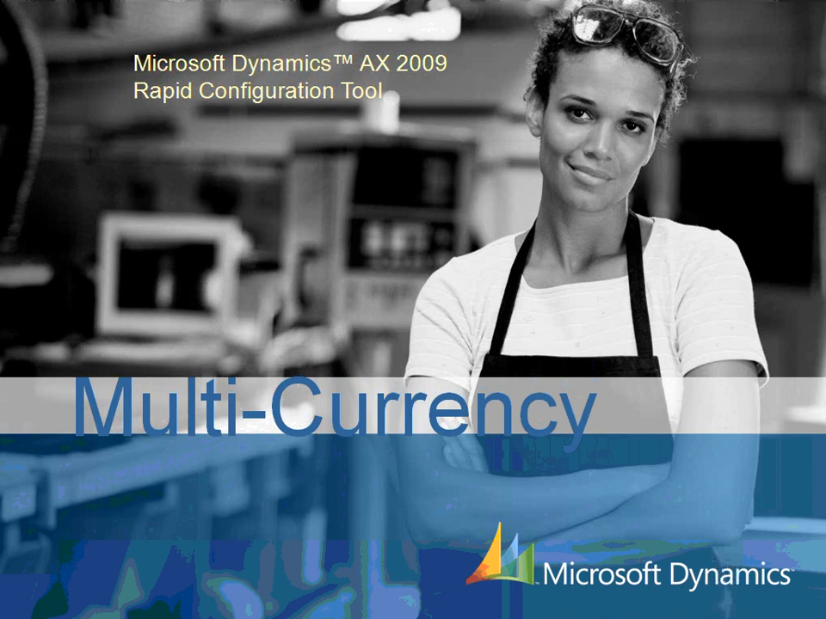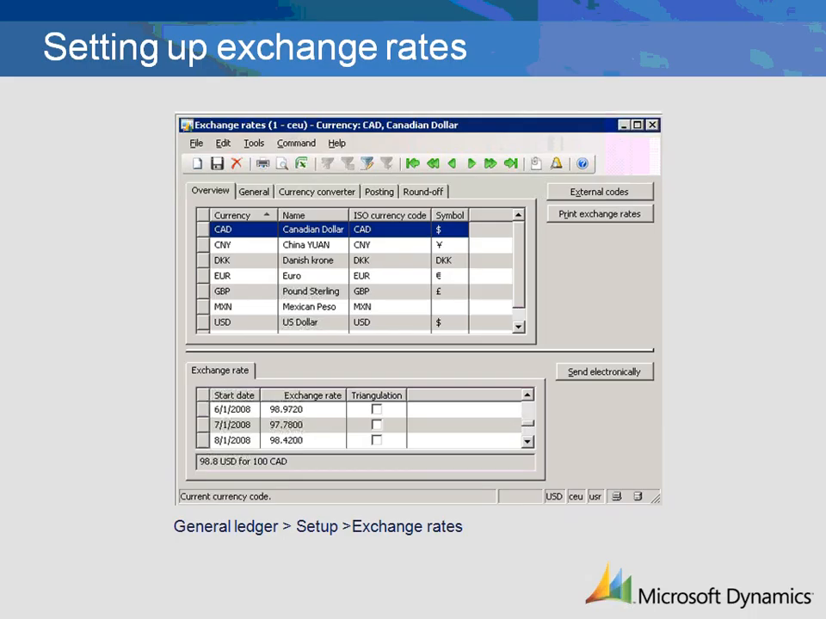This demonstration will review how to set up exchange rates and currencies in Microsoft Dynamics AX 2009. The exchange rate maintenance is in the Setup folder of the General Ledger module. The currency code can be up to 3 characters long. The main screen shows the currencies listed at the top and the exchange rates listed at the bottom.